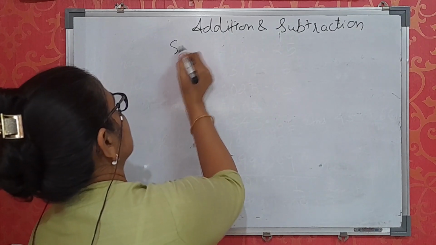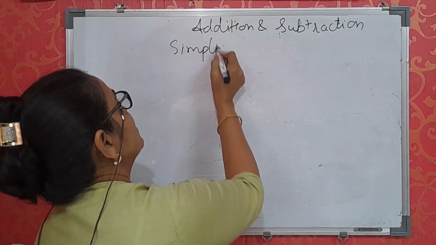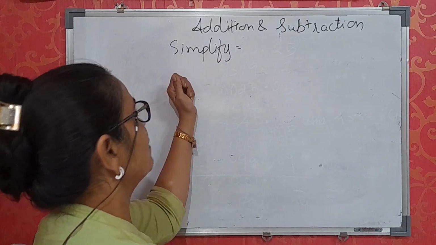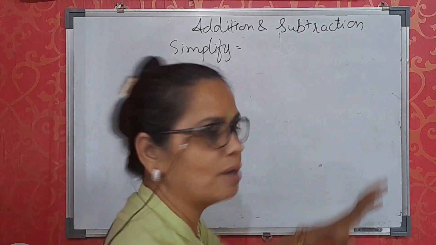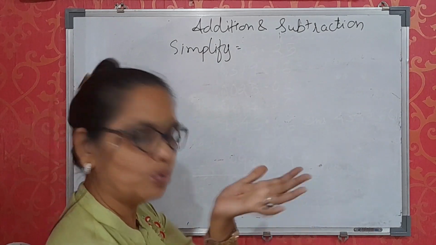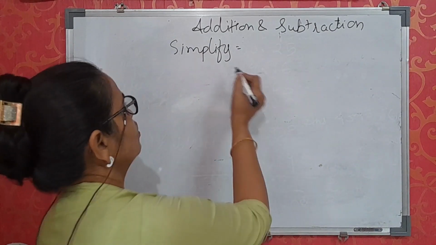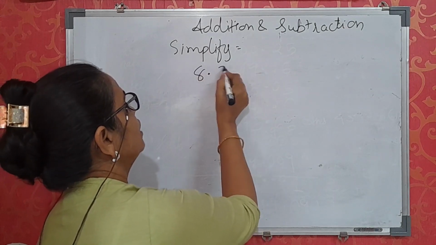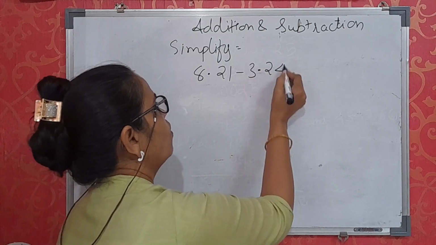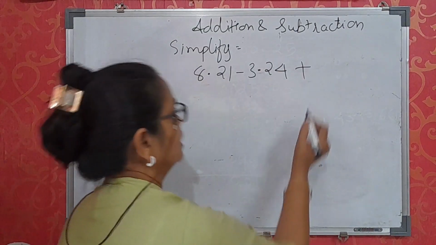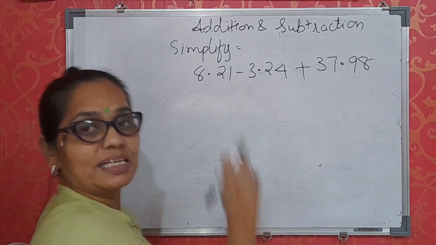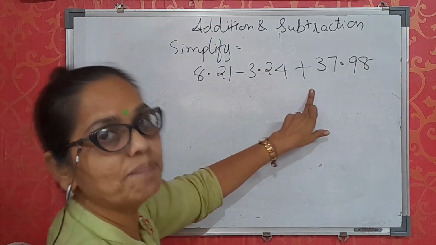Now simplification. We have done simplification earlier also, but here we are doing simplification with decimals. Simplification means there are two or more operations. Now suppose your question is 8.21 minus 3.24 plus 37.98. Now here two operations are there, minus and plus.